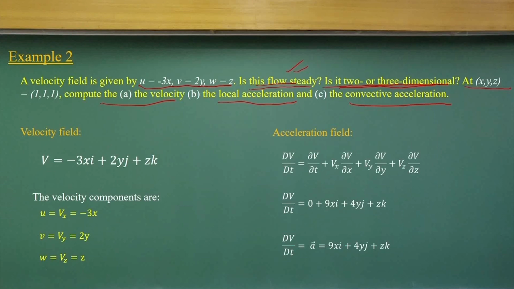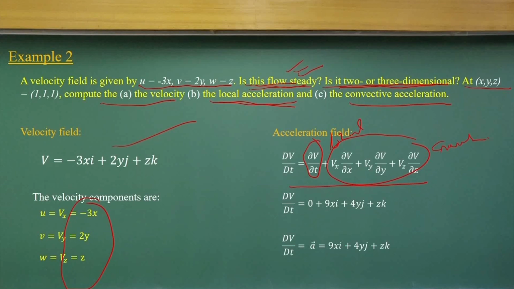So, you know the velocity field, you know the u, v, w components, and you know these accelerations: this part is the local acceleration, and this part is the convective acceleration. As we say this flow is steady, without doing any calculations, we can say that the local acceleration is 0, because there is no time component. If this flow is steady, the local acceleration becomes 0. We need not do any calculations.